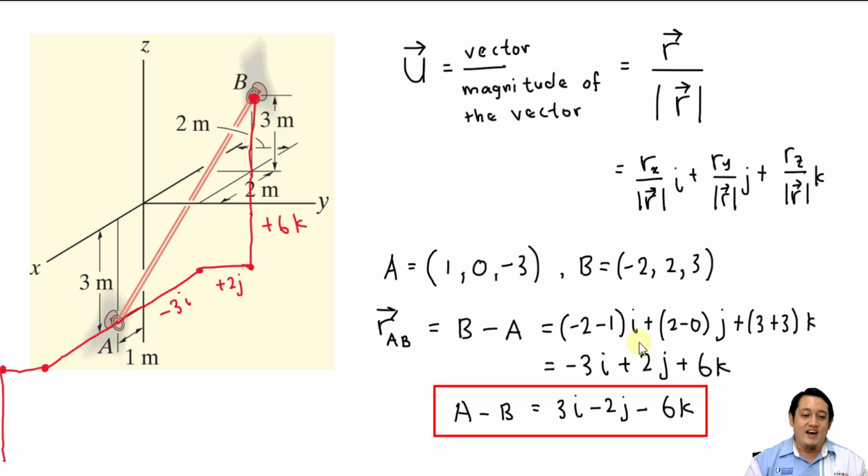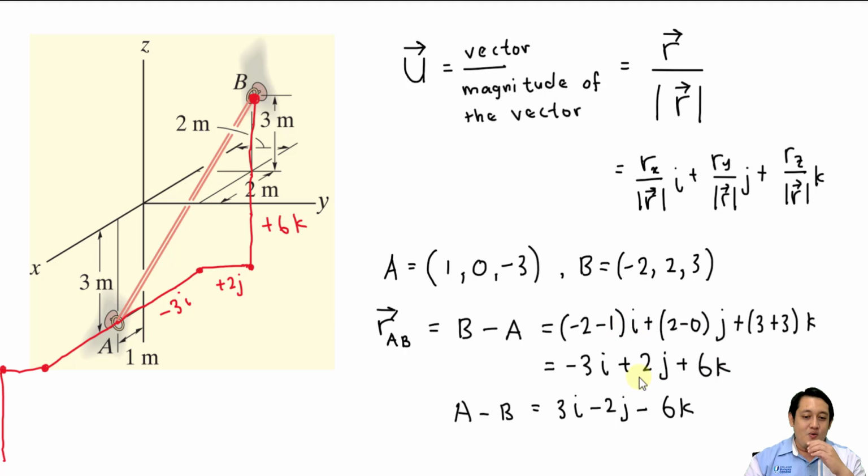Okay. So as you can see here, the correct way to calculate the direction from A to B is B minus A. Don't make this kind of careless mistake. A to B must be B minus A, not A minus B. I think you understand this one.